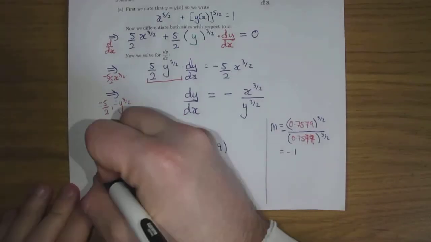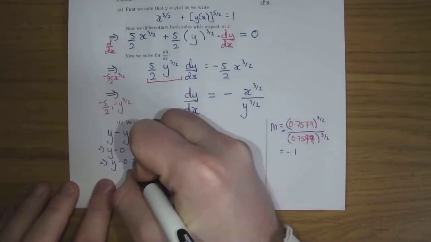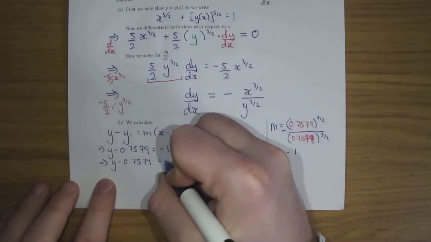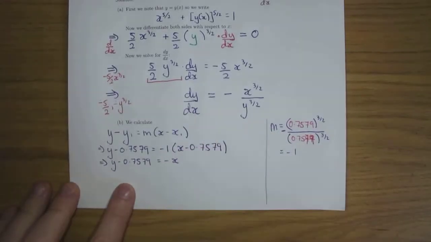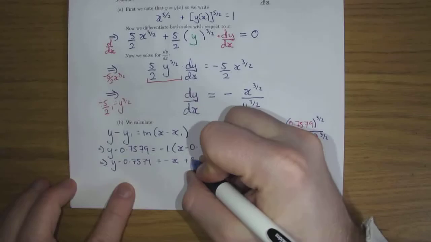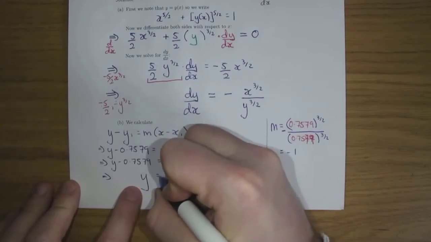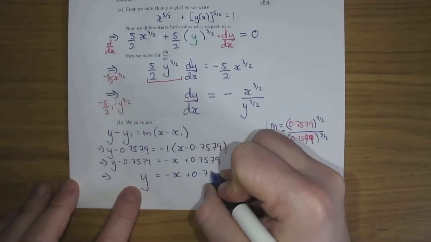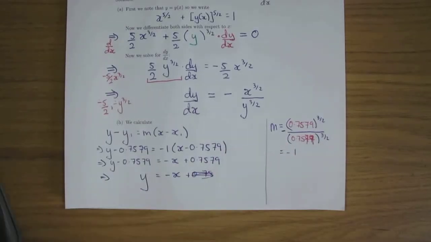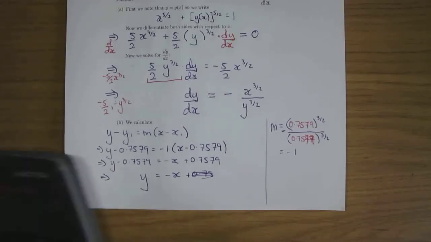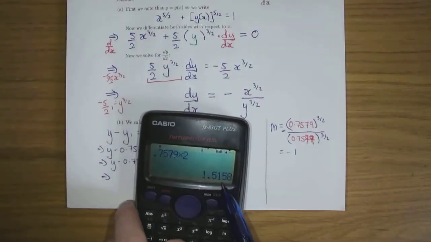So multiply out the right hand side. Minus 1 times x is minus x. Minus 1 times minus 0.7579 is plus 0.7579, and then just add this to both sides. 0.7579 plus itself is 1.5158. I'll go to 4 significant figures, so this is an approximation: 1.516.